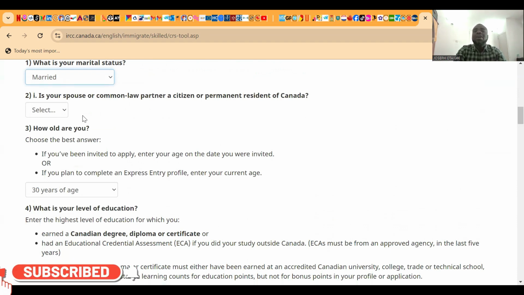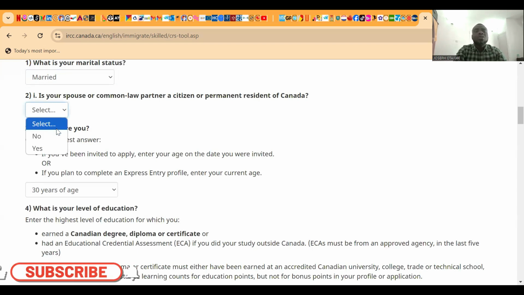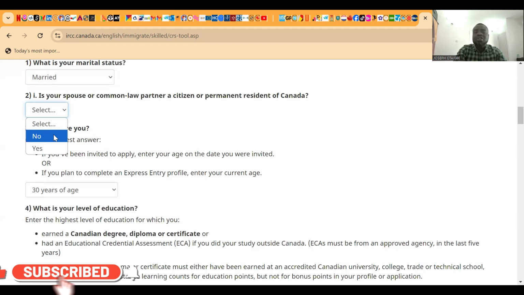Your spouse or common law partner, is he a citizen or permanent resident of Canada? If the person is a permanent resident or citizen of Canada, you don't need to even come this way. You just go straight to the spousal sponsorship route. You don't need the points, you don't need to come through this invitation pathway. But here they said no.